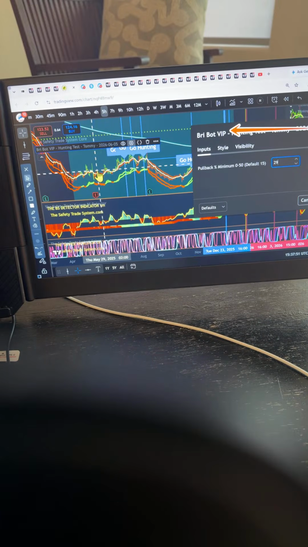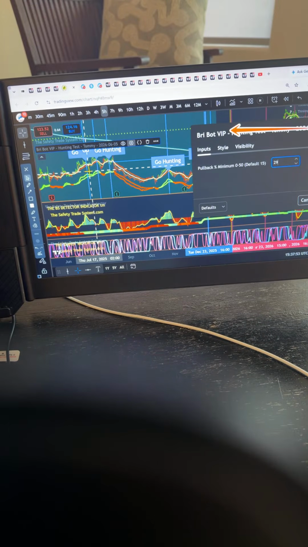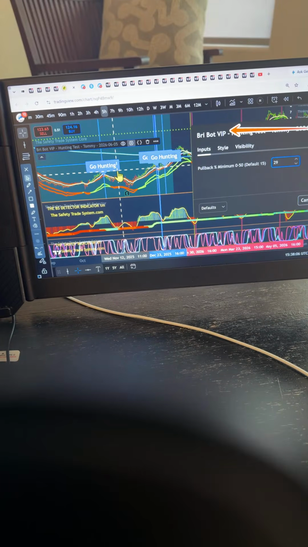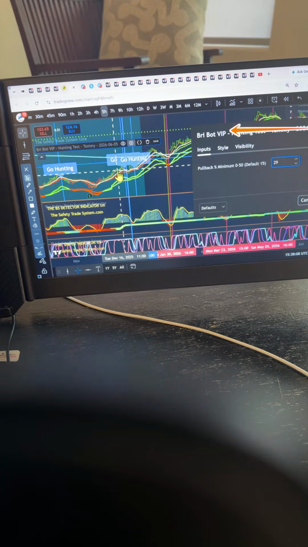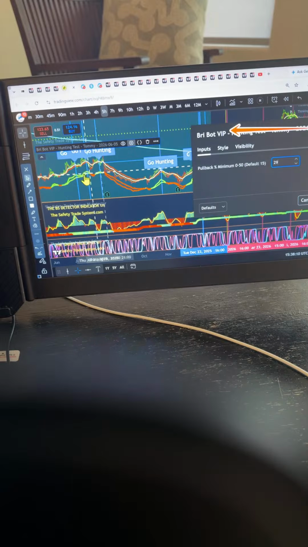Interesting. Oh, look at them all. So what I've noticed is every single time that you see a go hunting signal and it's not forming properly, if you go to a lower time frame, you're going to find another one. Yes, you're right. If it doesn't form exactly how you want it, just go to a lower time frame and you can actually find an even better entry. Right, which eventually I kind of want this thing to be able to do. So we'll see if we can pull it off.